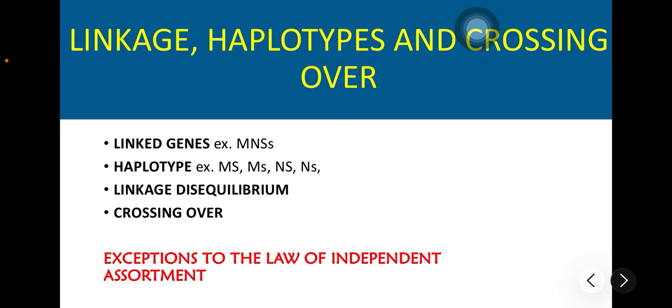So again, in the MNSs blood group system, M and N are alleles on one gene, and S and s are on another gene. Because these genes are so close, they are inherited as haplotypes. So you can have different combinations: big M, big S, or big M, small s, or big N, big S, or big N and then small s. So haplotypes occur in the population at a different frequency than would be expected if the genes were not linked.